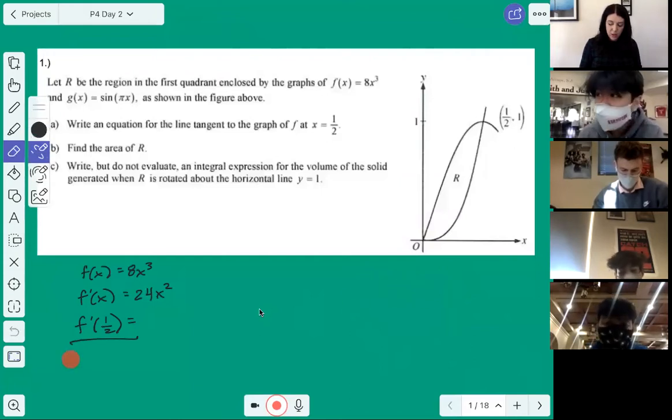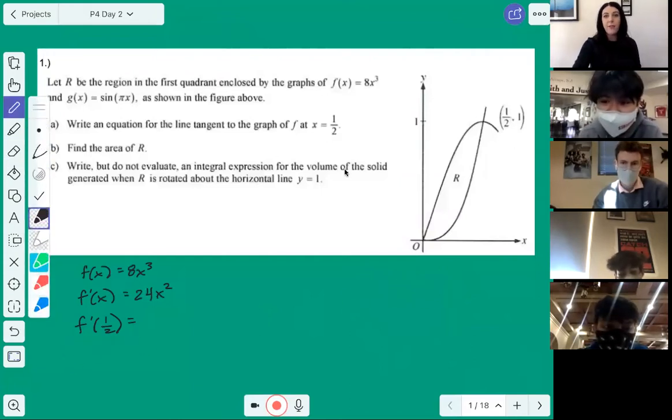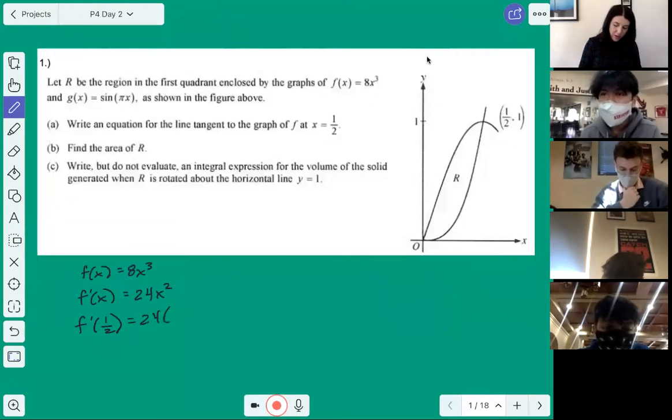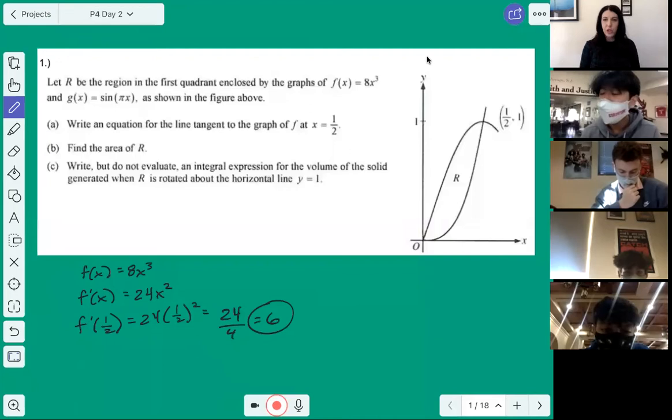Okay, so Drew's right so far. We're going to plug in that 1/2. When I plug in that 1/2, what do I get here? So 24 times 1/2 squared. Yeah, so you get 6. Perfect. Great. Okay, what'd you do from here, Drew? Then I went back to the original equation and plugged in 1/2 to f of x. So then f of 1/2 equals 8 times 1/2 cubed.